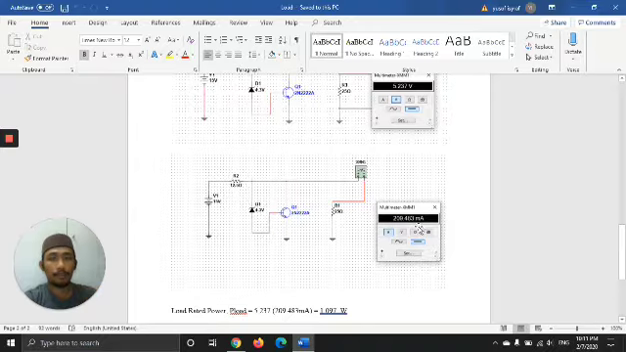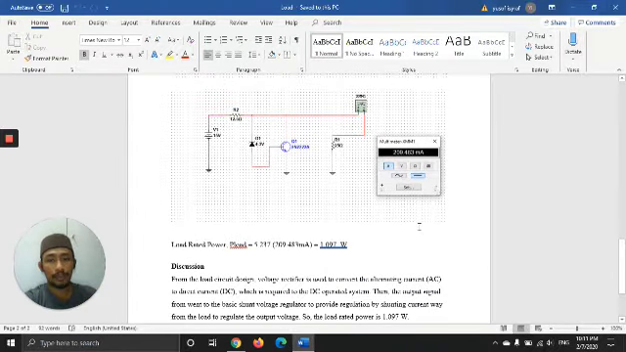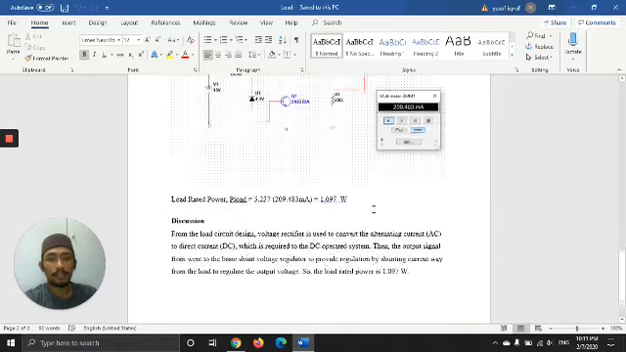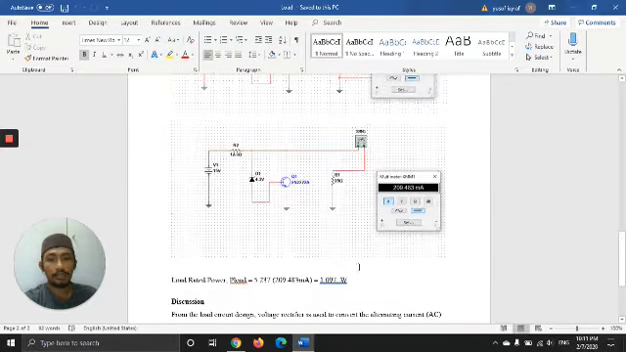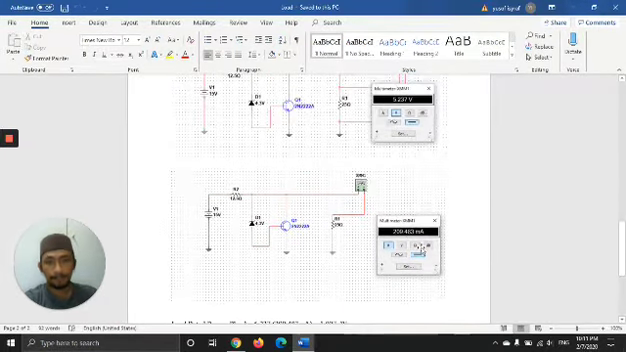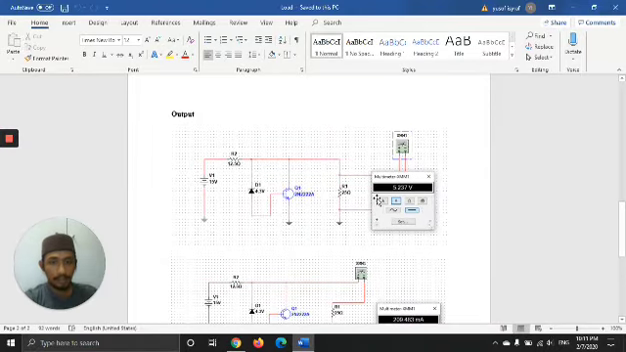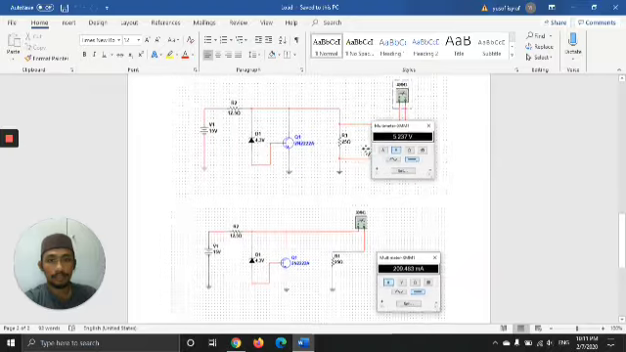From the voltage rectifier circuit, you can get the load circuit by converting the alternating current to direct current. The result is shown in the figure.